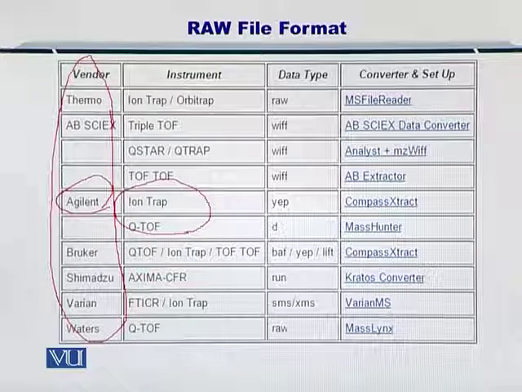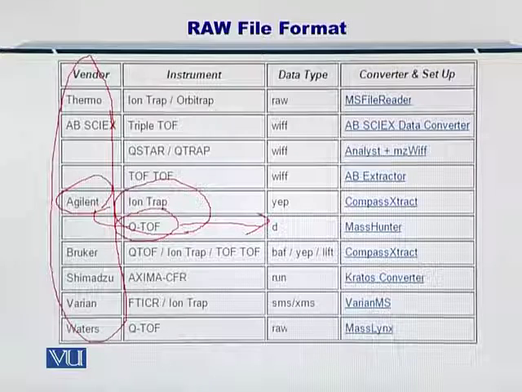Each one of these mass spectrometers has its own raw file format. So if you buy a QTOF mass spectrometer from Agilent, then you will have a .d file. But if you have an ion trap from the same company, the mass spectrometer will output a YEP format file.